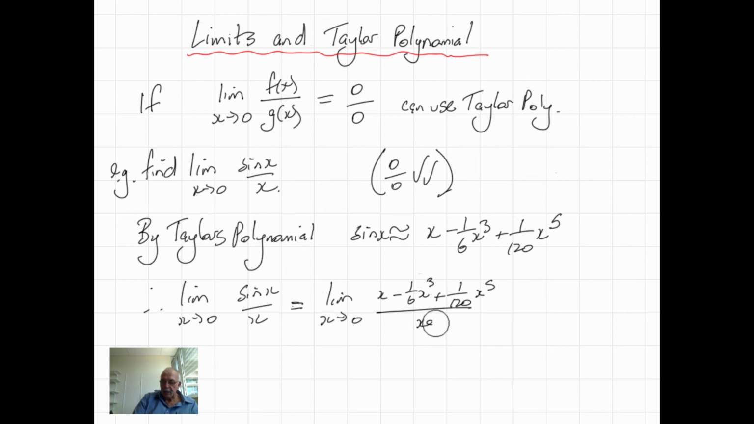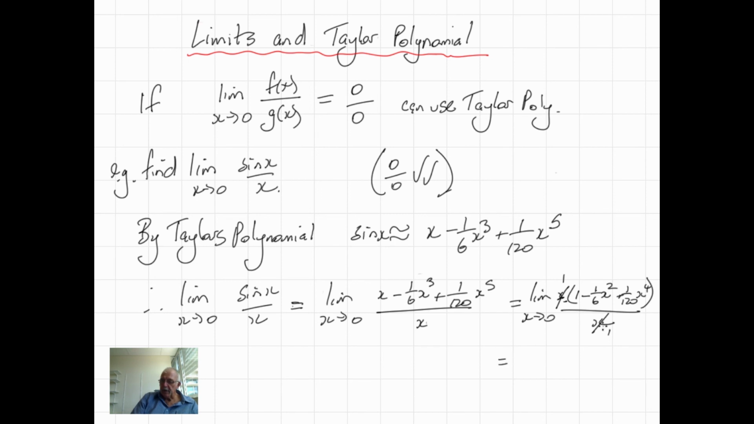How does that help us? Well, we can't substitute in x because we'll still get 0 over 0, but there is a factor of x on the top here, so that'll be the limit as x approaches 0 of x outside of the bracket 1 minus 1/6 x squared plus 1 on 120 x to the power of 4, all over x. Now because that x is connected to the bracket by a multiply, I can cancel those. And that's 1 and that's 1.